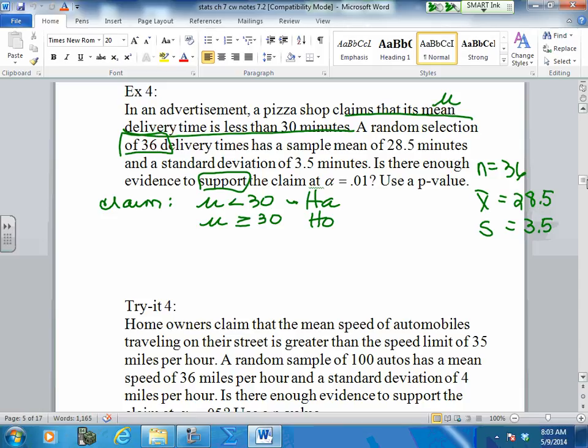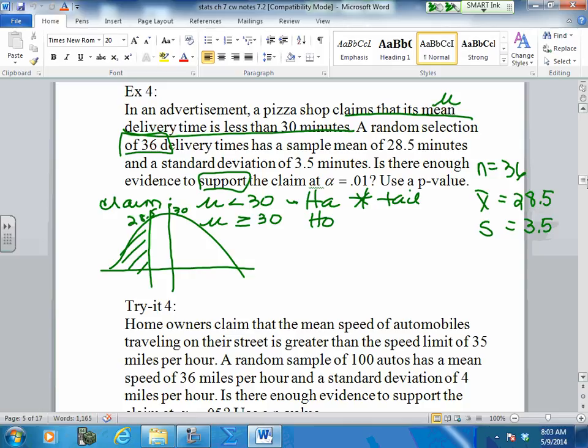Now, we see what tail we have here. We go to the HA. The HA determines the tail. Which way is this pointing? Left. We have a left tail test. So somewhere, here's my mean of 30. Here's my 28.5 somewhere. I want to test this area under this curve against my level of significance.